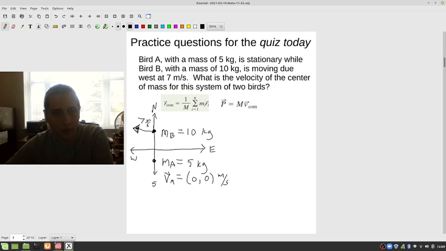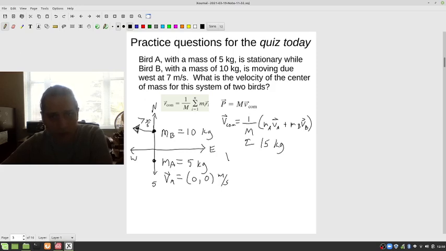It asks, what is the velocity of the center of mass for this system of two birds? Well, let's look at what the formula said. This is our position of our center of mass. If I want to find my velocity of my center of mass, it will be 1 over the total mass of both birds times mass of bird A times the velocity of bird A plus mass of bird B times velocity of bird B. Okay, so the total mass in this case is going to be 15 kilograms. So 10 plus 5.